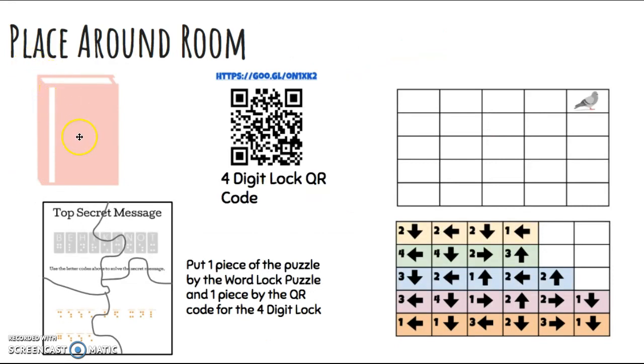Things to place around the room. The Mo Willems series or pigeon books. The 4-digit lock QR code can be put on the wall or on a table. The top secret message for the key lock needs to be printed out and cut into 4 pieces. 2 pieces will be inside the small breakout box, 1 piece of the puzzle will be by the word lock puzzle, and 1 piece of the puzzle will be by the QR code here for the 4-digit lock.